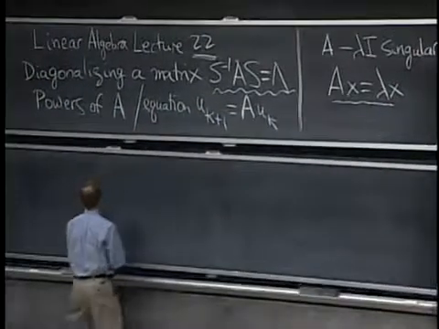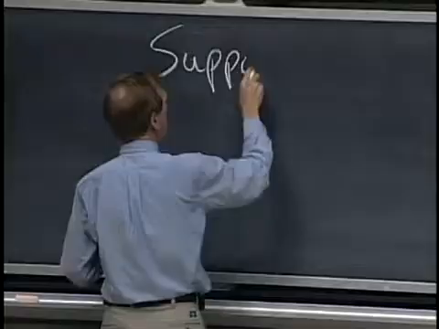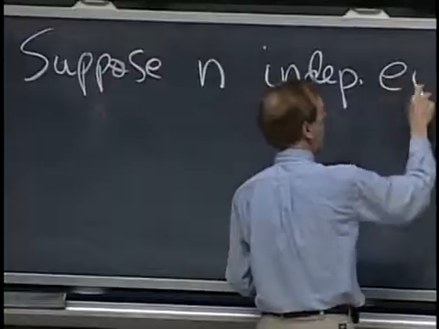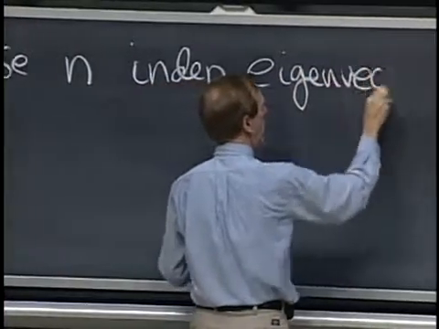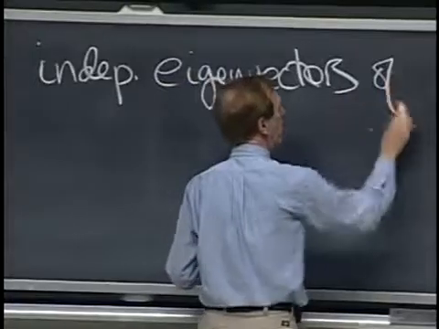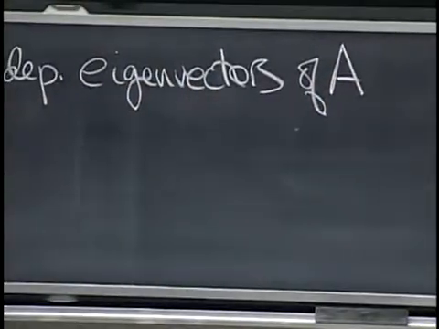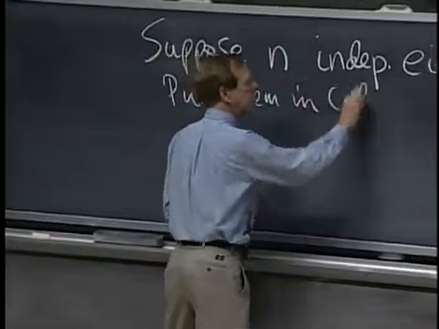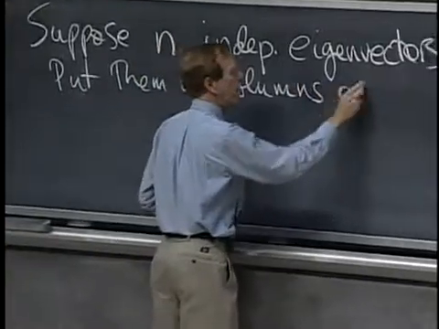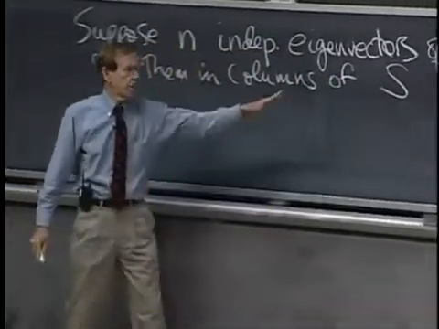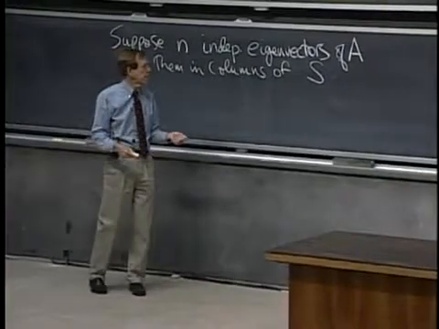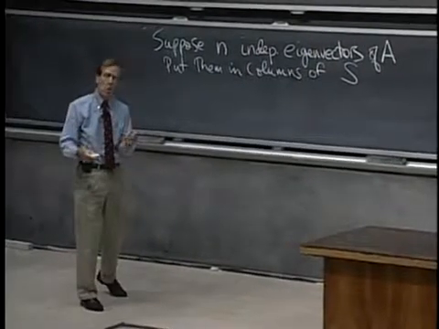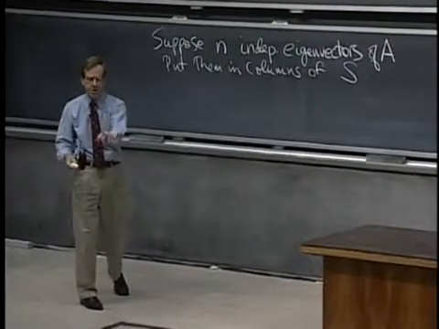So suppose we have n linearly independent eigenvectors of A. Put them in the columns of this matrix S. So I'm naturally going to call that the eigenvector matrix because it's got the eigenvectors in its columns. And all I want to do is show you what happens when you multiply A times S.